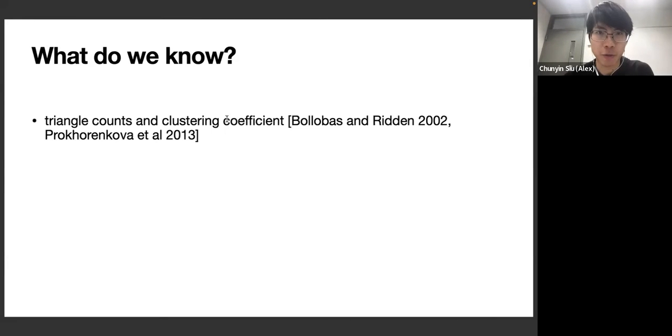And if you are familiar with the network science literature, you may have heard of the term clustering coefficient, which is basically the number of triangles out of the number of all possible triangles. And since we know how to count triangles, we have some results about these clustering coefficients as well.